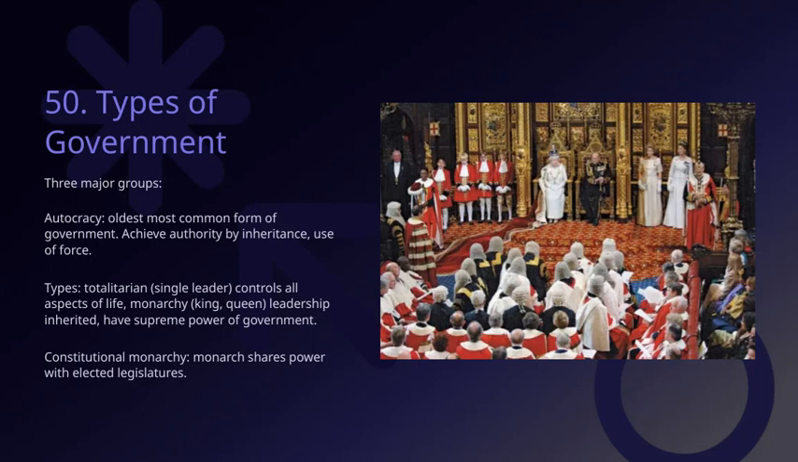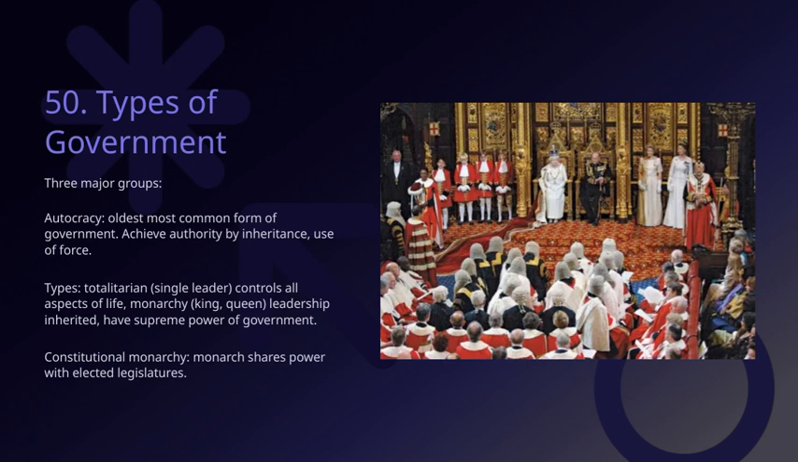Let's take a closer look at constitutional monarchies. In this form of government, the monarch shares power with elected legislatures, meaning that while the king or queen may have a ceremonial role, real political power is exercised by elected officials. Moving on, there are different types of governments to consider.